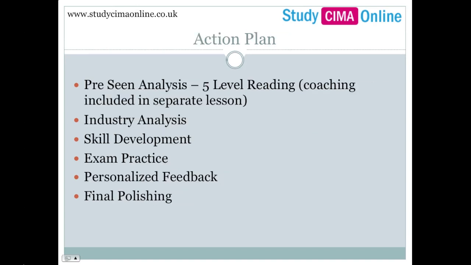So we will identify the action plan you should follow in order to be successful at the examination. First, you have to do a pre-seen analysis, for which we are coaching on how to carry out a 5-level reading. Different levels of reading, starting from getting just an understanding, ultimately ending up becoming an expert about the industry and the business that you are being presented with. Then we will do an industry analysis to identify the key trends that are affecting the business and try to see how they will affect our unseen scenario.